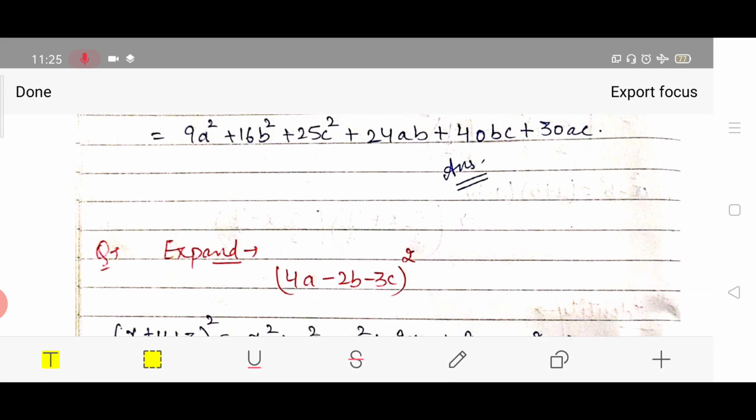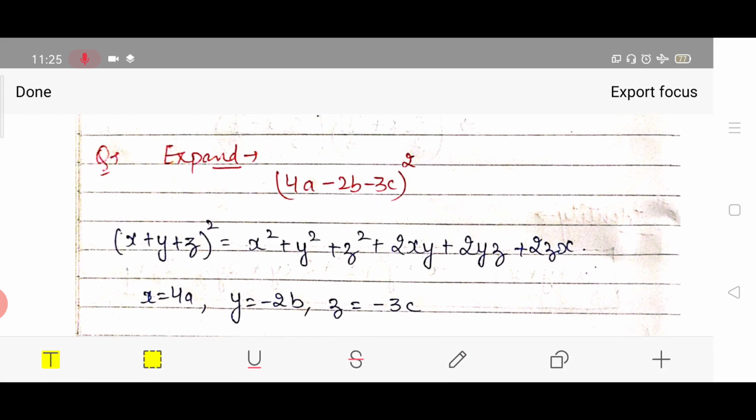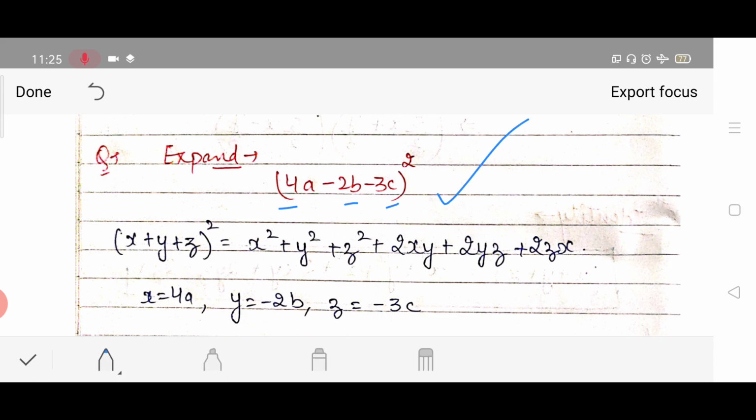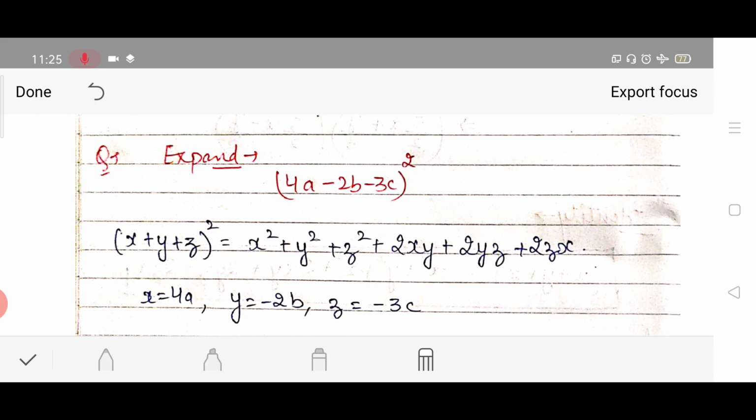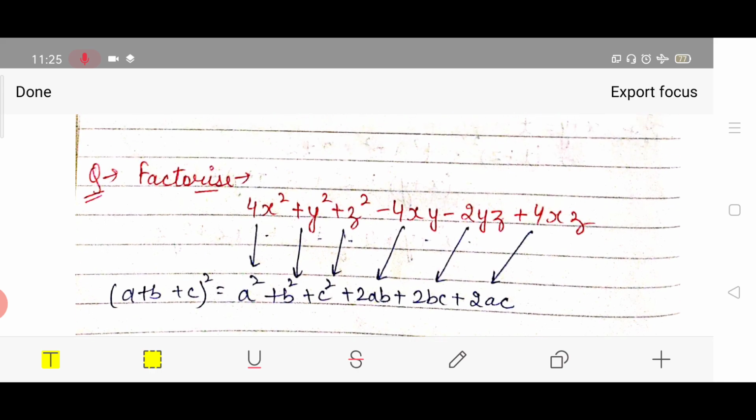Now moving on to the next question, again you have to expand this. So again you can see we are having 3 terms and a whole square, so this is a similar identity, (x + y + z) whole square, but the condition here is that you are having a negative sign, so no problem. The value of x will become 4a, the value of y will become minus 2a, the value of z will become minus 3a. So you just have to apply the values of x, y, z into this identity, and then you have to solve this question as your homework. Now moving on, the next question is you have to factorize this.